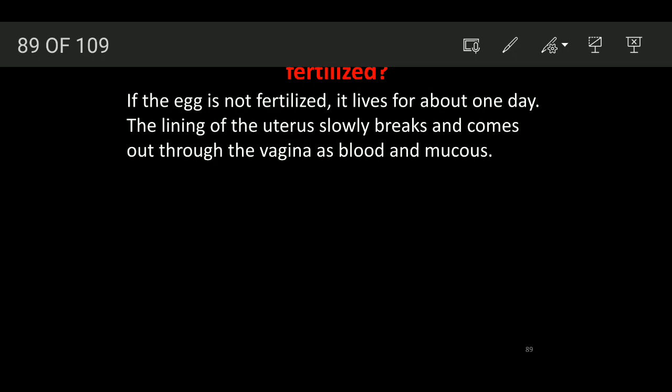See, that is placenta, and this is the cervix. See how the baby is growing in mother's womb.